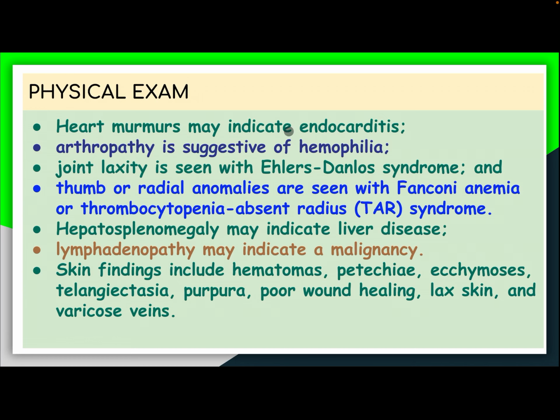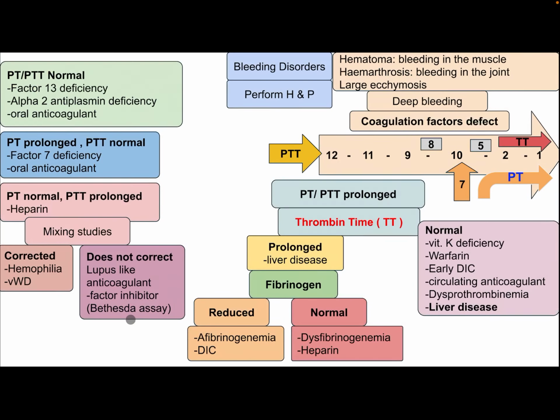Heart murmur may indicate endocarditis, hemarthrosis suggestive of hemophilia, joint laxity seen with Ehlers-Danlos syndrome, and thumb or radial anomaly are seen with Fanconi anemia or thrombocytopenia absent radius syndrome. Hepatosplenomegaly may indicate liver disease. Lymphadenopathy may indicate malignancy. Skin findings include hematoma, petechiae, ecchymosis, telangiectasia, purpura, poor wound healing, lax skin, and varicose veins.